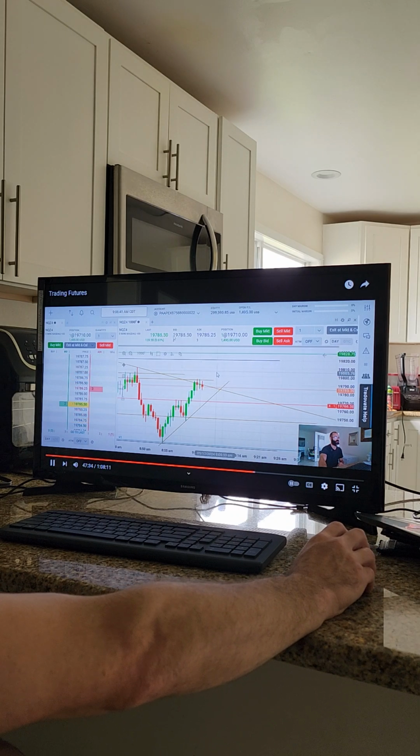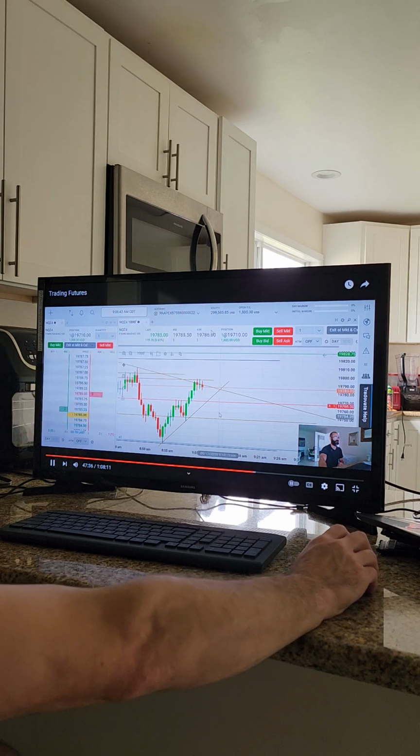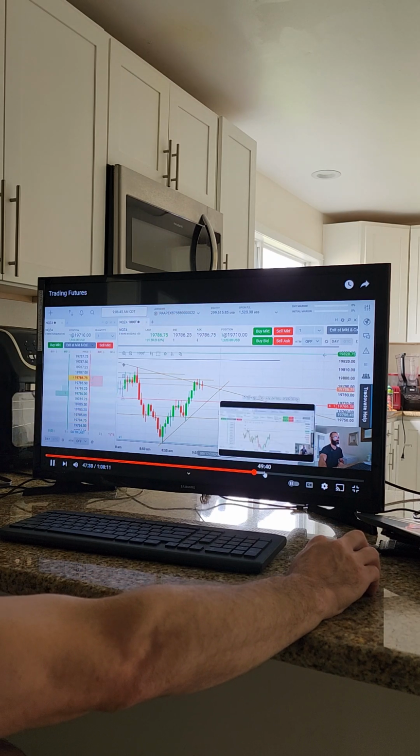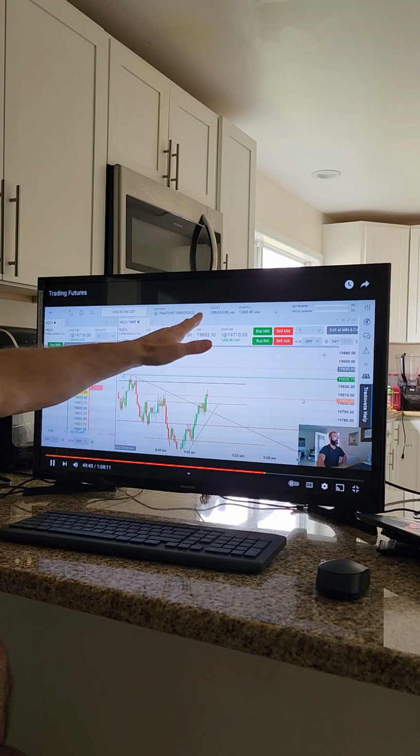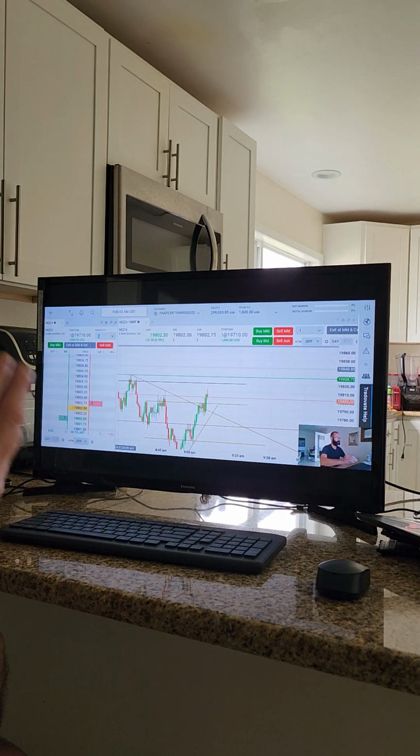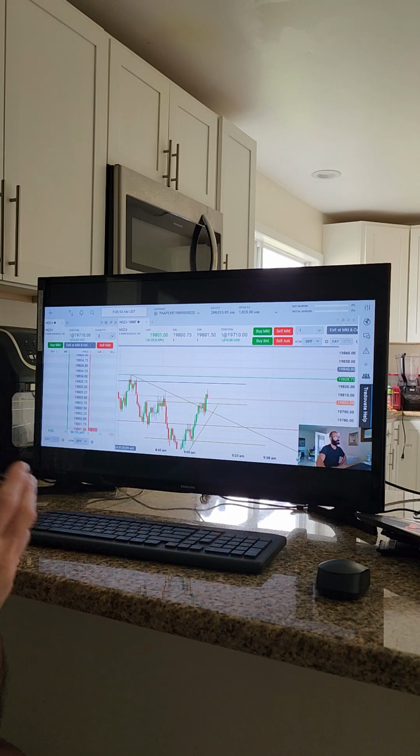Still up 1,500, still around the 300,000. I think I did break the $300,000 mark at one point. Let's see if I can find that scenario. I'm up 1,800 on the trade, just at 300,000. Should have exited. Should have got out and reset my mind, right?